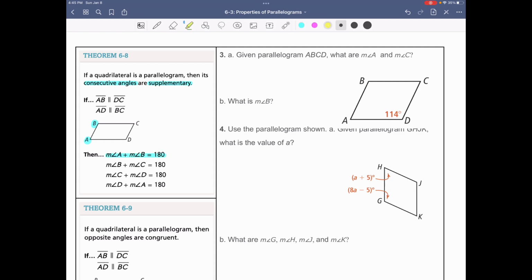And B and C add up to 180. C and D add up to 180. And I need another highlighter color. A and D angles add up to 180.